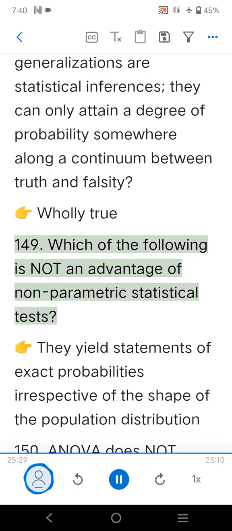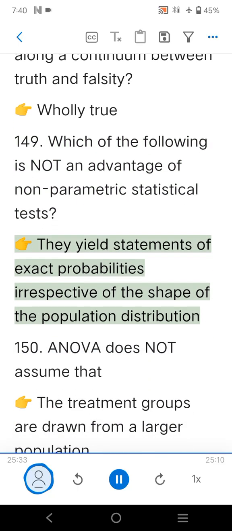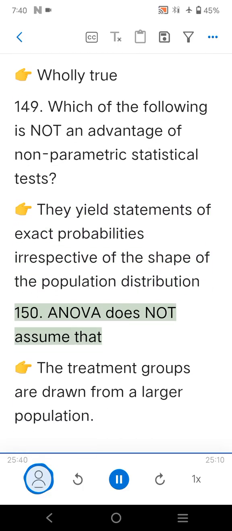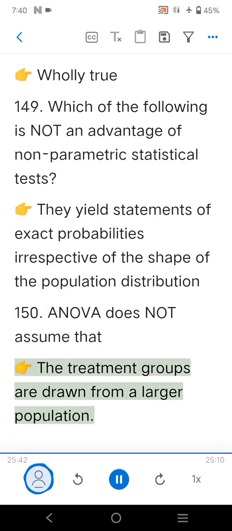149. Which of the following is not an advantage of non-parametric statistical tests? They yield statements of exact probabilities irrespective of the shape of the population distribution. 150. ANOVA does not assume that the treatment groups are drawn from a larger population.